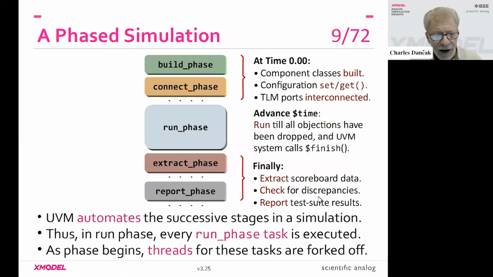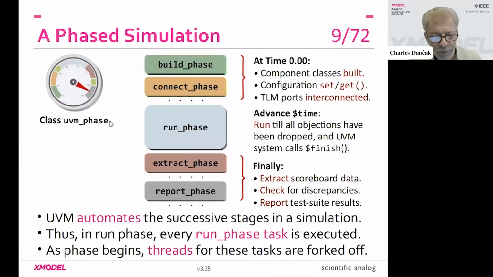Last axiom, a UVM simulation is phased. There is actually a class object called UVM Phase, and we start at time 0 before any time advancement to build all the components in the hierarchy. We've seen examples of that already, and connect things together like the TLM ports. We also call set and get during build phase. Then, when we're ready to advance simulation time, the run phase kicks in. This is the only phase that time advances.